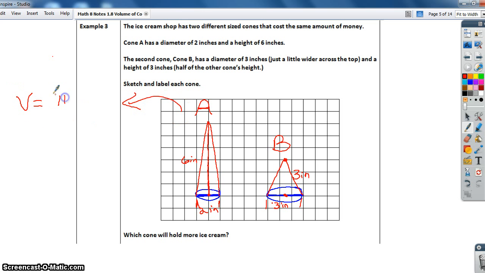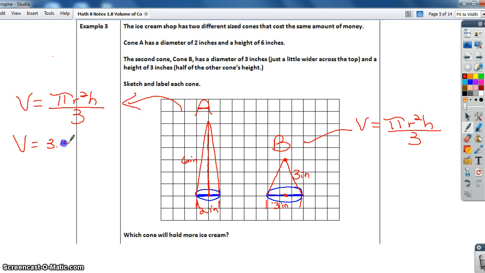Volume equals pi r squared h divided by 3. Over here, volume equals pi r squared h divided by 3. Cone A, what do I multiply? 3.14 times what's my radius? 1. My radius? That's the diameter. The diameter is 2, so the radius is 1, right, the radius equals 1. 1 squared times the height, which is 6, divided by 3. Over here, make sure you have the right answers.